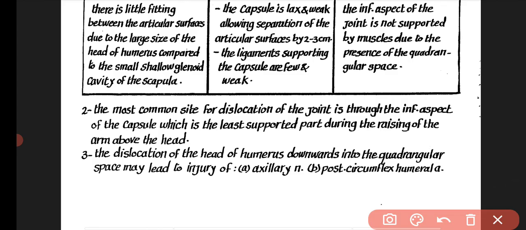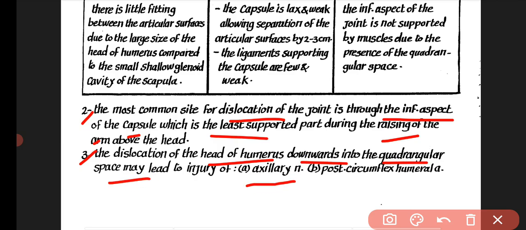Now the applied anatomy. The shoulder is the most common site for dislocation of the joint, through the inferior aspect of the capsule, which is the least supported part, on raising the arm above the head. The dislocation of the head of the humerus downwards in the quadrangular space leads to injury of the axillary nerve and posterior circumflex humeral artery.